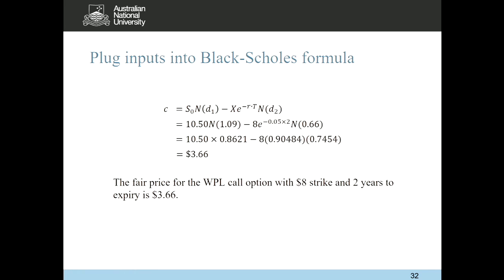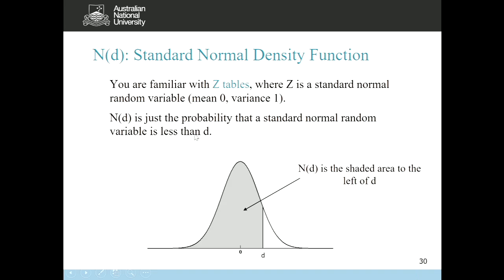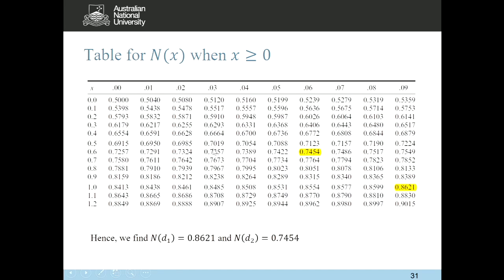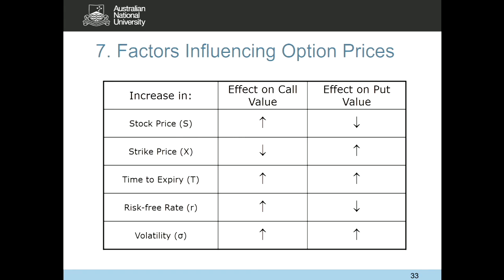So there's nothing difficult there, right? It's a three-step procedure. First, calculate d1 and d2. Second, find N(d1) and N(d2) in this table here. Then lastly, plug everything into the Black-Scholes option pricing formula, and you get your call option price. It's quite straightforward in terms of pricing the option.